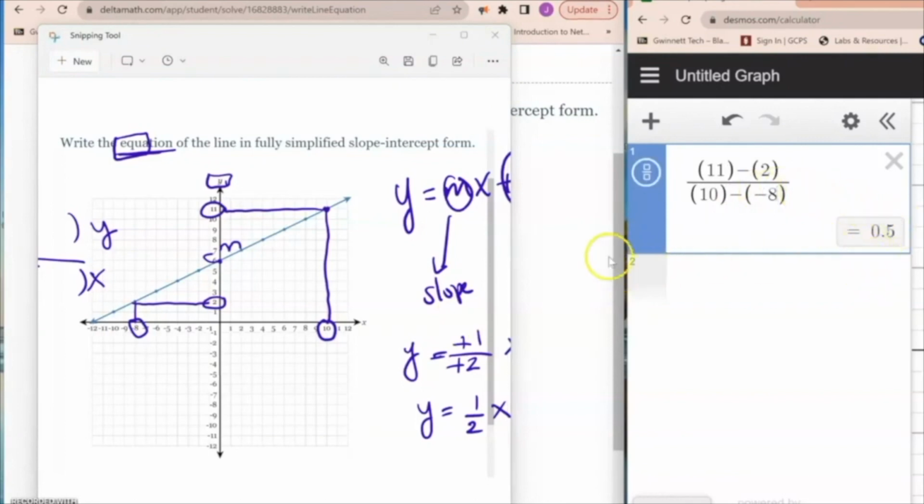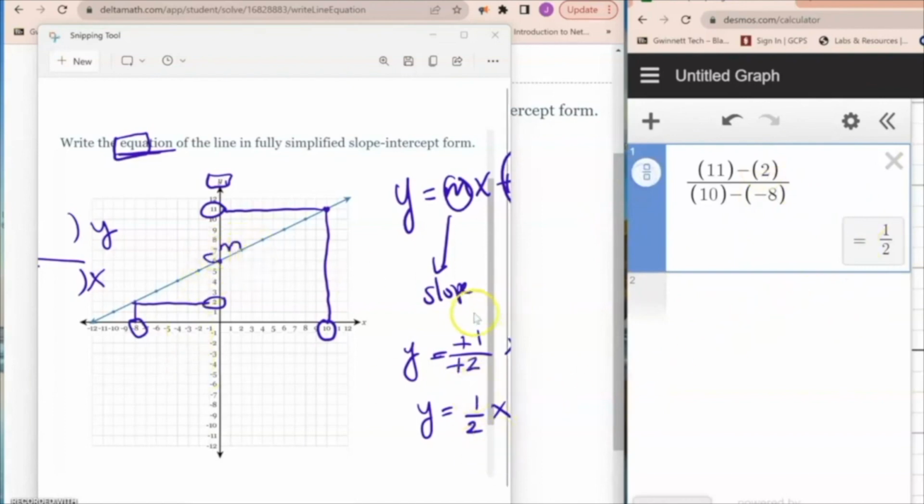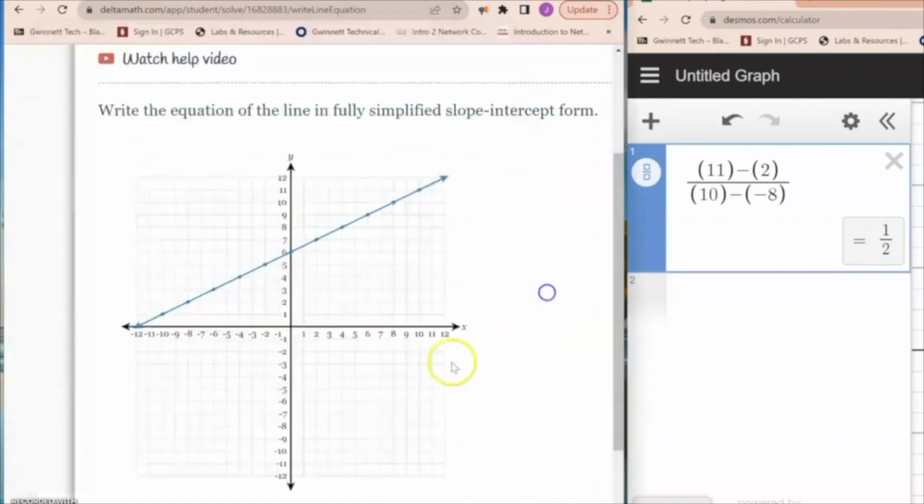You click this circle, and boom, you have the same 1/2 as if you were doing rise over run. So whichever method is easier for you, please go ahead and choose that method. It does not matter. You find your y-intercept, and you find your slope, and then you write your equation.